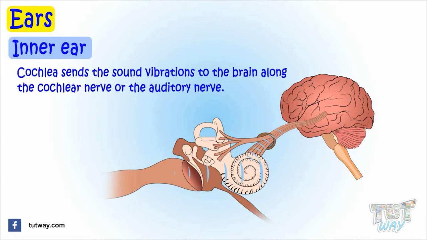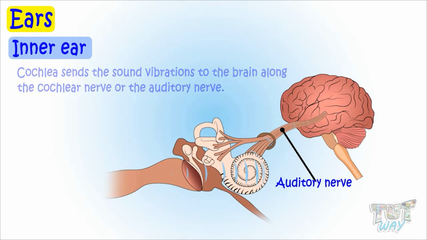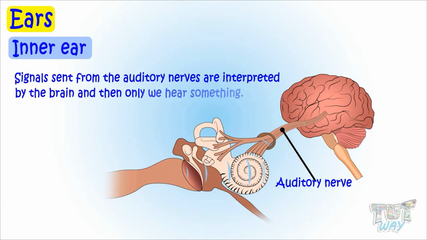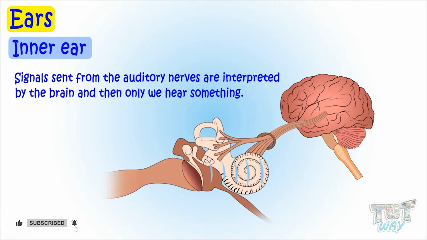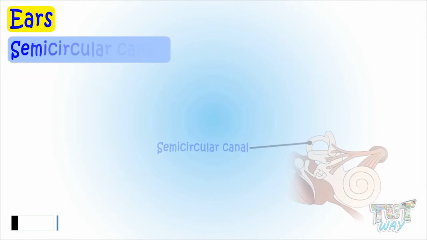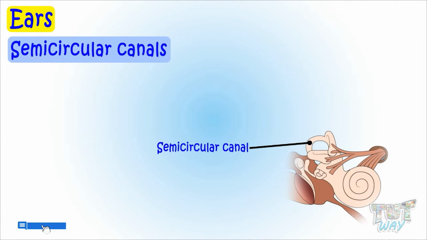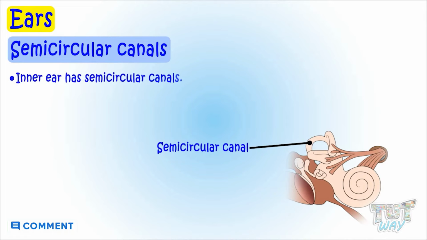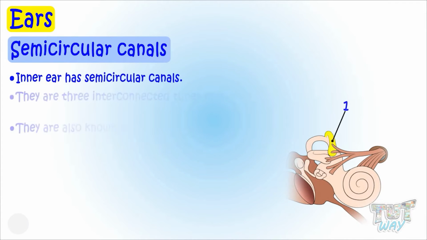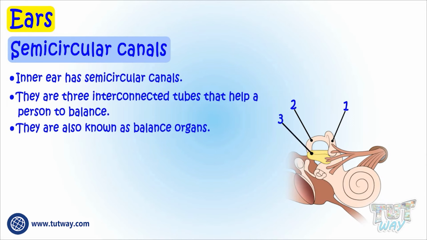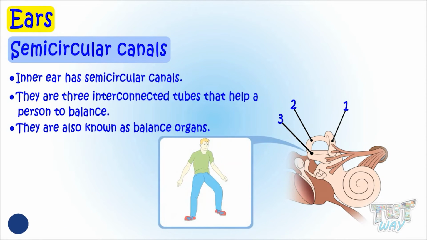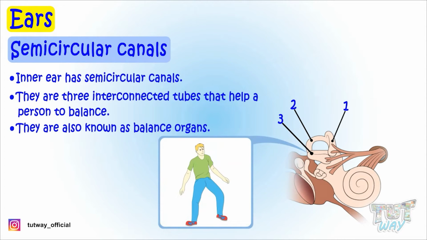Along the cochlear nerve, or the auditory nerve, the signals are sent to the brain and are then interpreted by the brain, and then only do we hear anything. Semicircular canals. Inner ear has semicircular canals. They are 3 interconnected tubes that help a person to balance. So they are also known as balance organs.